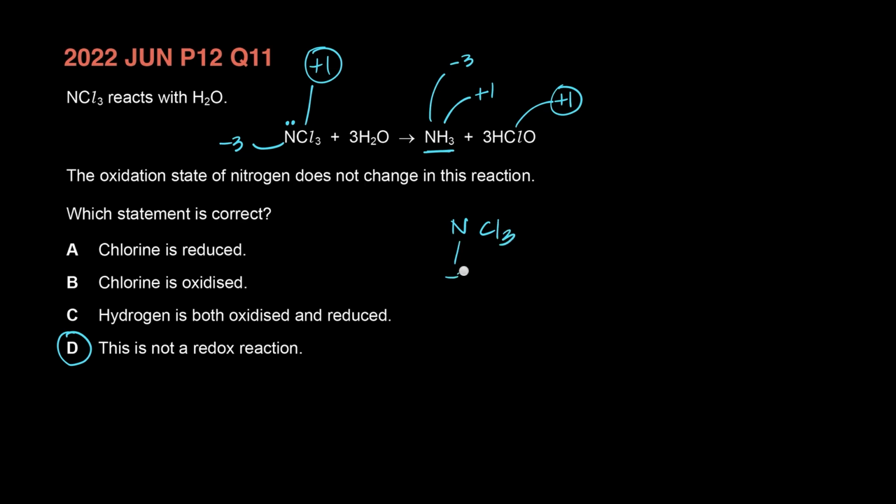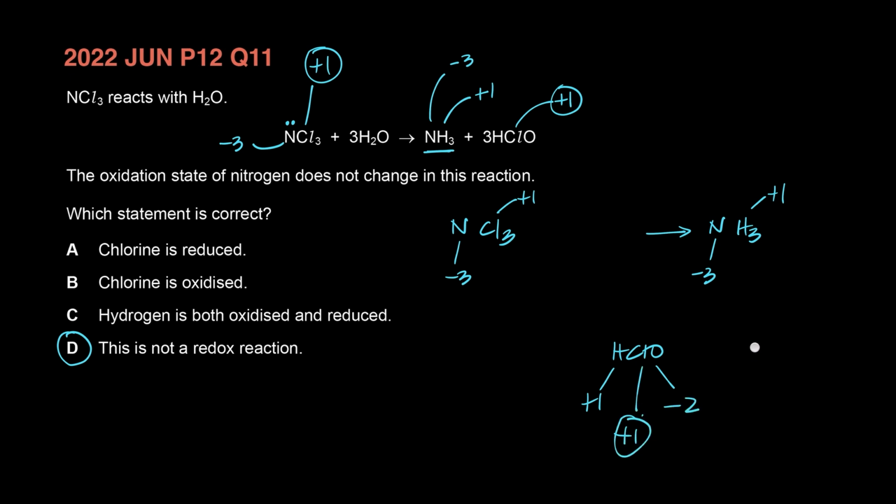Because if each nitrogen is minus 3 in both cases, then relatively, if H is plus 1, here Cl is plus 1. And in HClO, if H is plus 1 and O is minus 2, then Cl has to be plus 1.